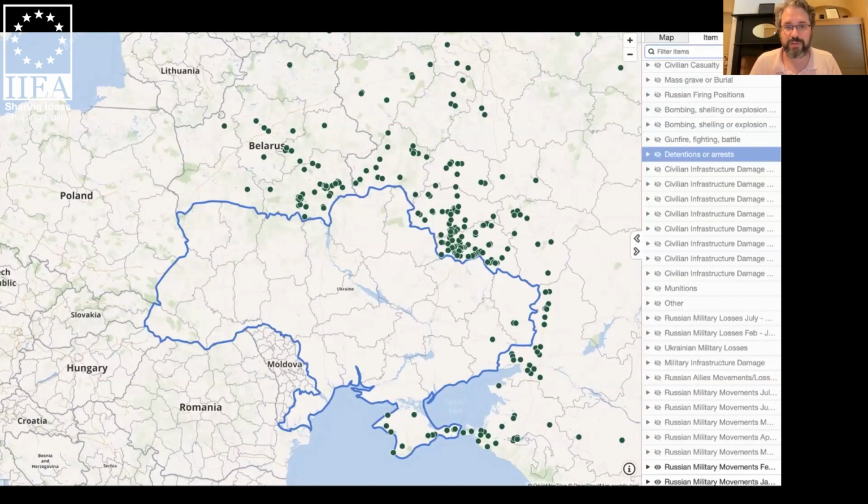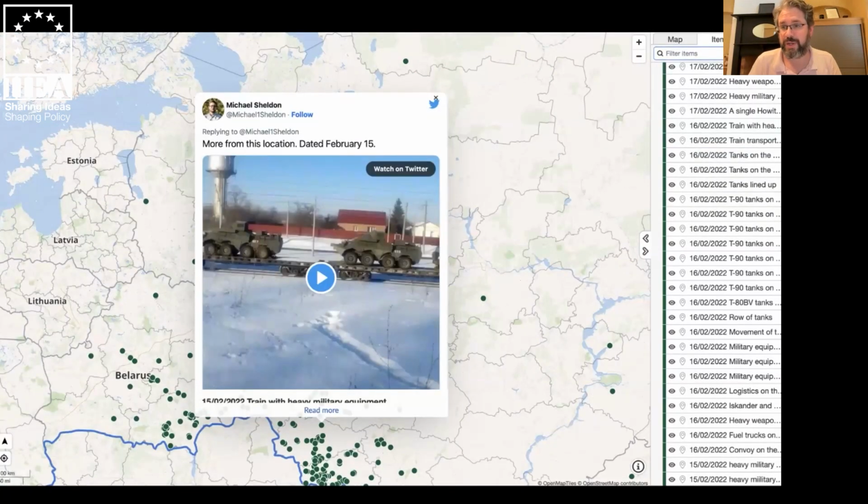You can click on one of these dots and it shows you the video in question as well. So you can explore this data. And making this data available to everyone is something that really is core to the philosophy of open source investigation. Because it's open source and publicly available, there's no reason in my mind to keep it to ourselves like it's our special secret.